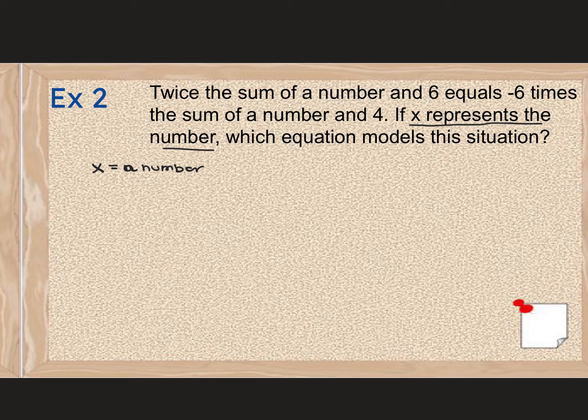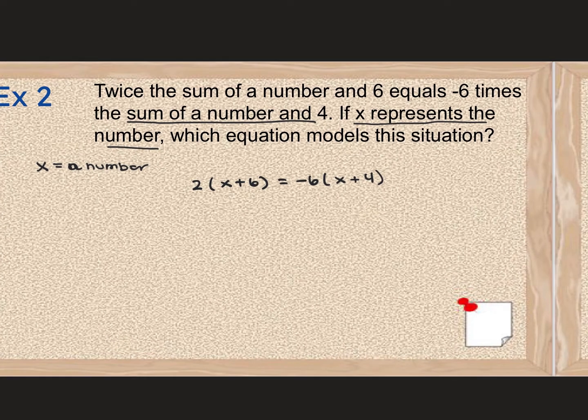So we have twice the sum of a number and 6. We're going to have 2 times x plus 6 is equal to -6 times x plus 4, because we have the sum of a number and 4. Of course, here we'd have to distribute on both sides, then move the variable to one side and solve. But again, for the purpose of these notes, it's just being able to go through and set up the equation from the word problem.